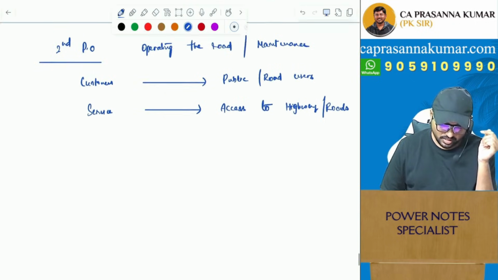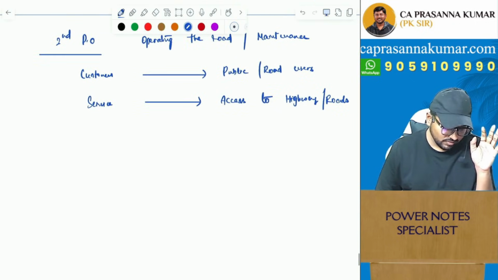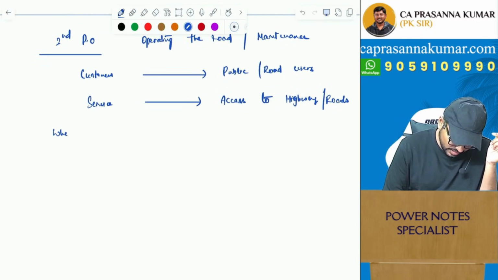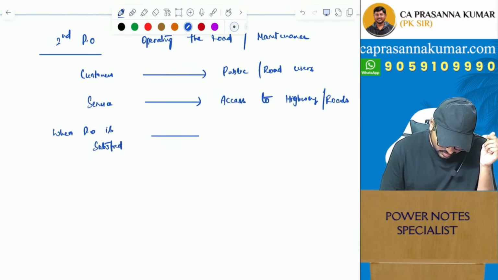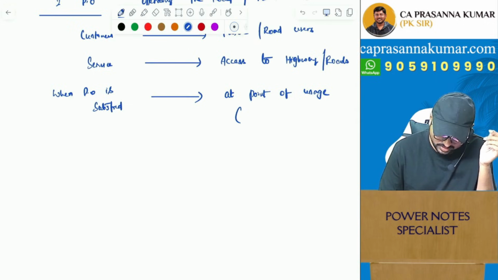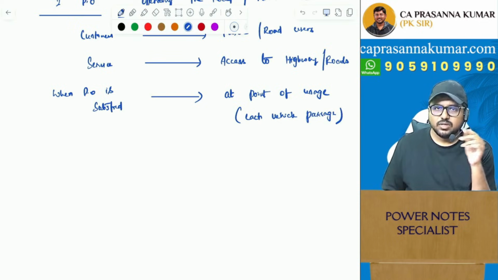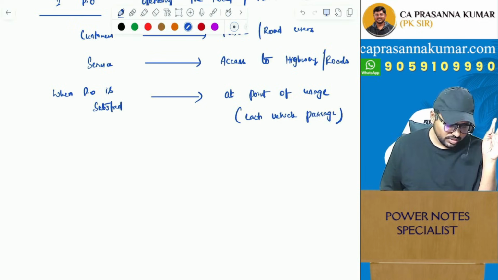Are you able to get it now? Should be very clear for you, right? When the PO is satisfied, that is also an important question, because only when the PO is satisfied can we recognize the revenue. Right? At the point of usage. Okay. What is the point of usage, sir? Each vehicle passage. Once the vehicle passage is done, the respective PO is satisfied.